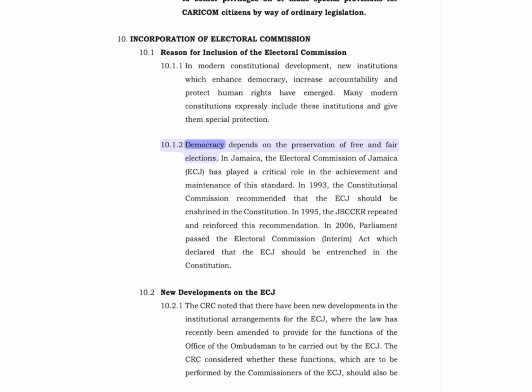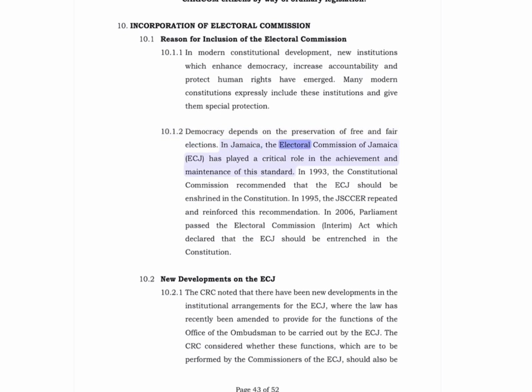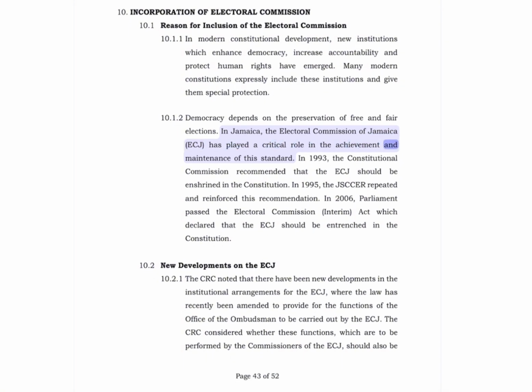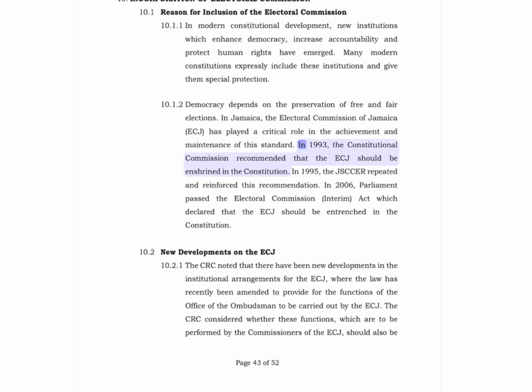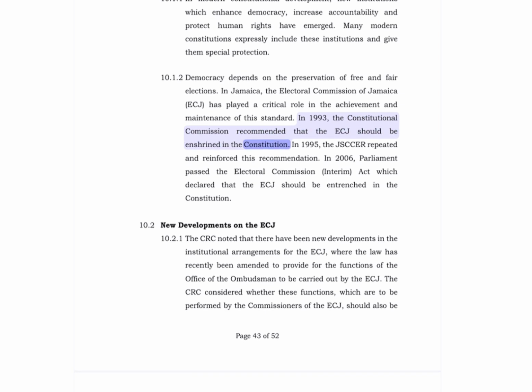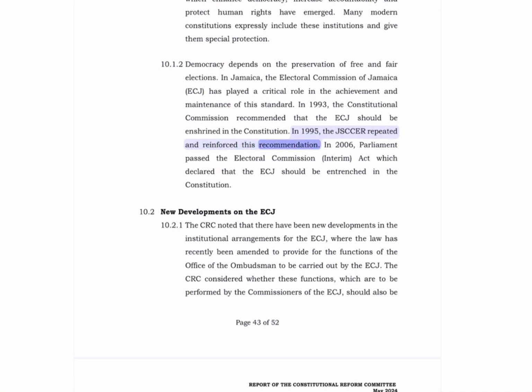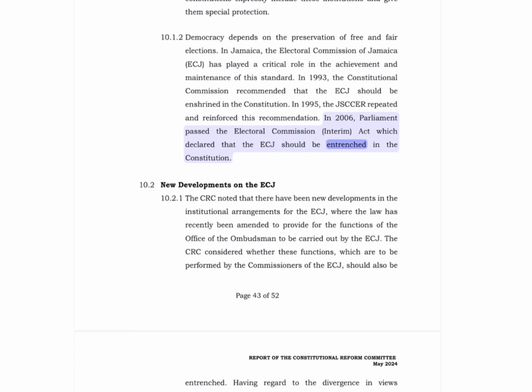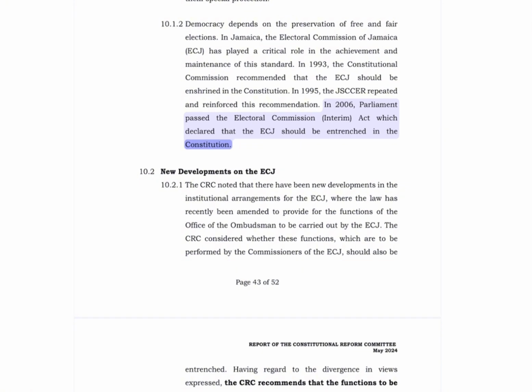10.1.2 Democracy depends on the preservation of free and fair elections. In Jamaica, the Electoral Commission of Jamaica, ECJ, has played a critical role in the achievement and maintenance of this standard. In 1993, the Constitutional Commission recommended that the ECJ should be enshrined in the Constitution. In 1995, the JSCCR repeated and reinforced this recommendation. In 2006, Parliament passed the Electoral Commission Interim Act, which declared that the ECJ should be entrenched in the Constitution.